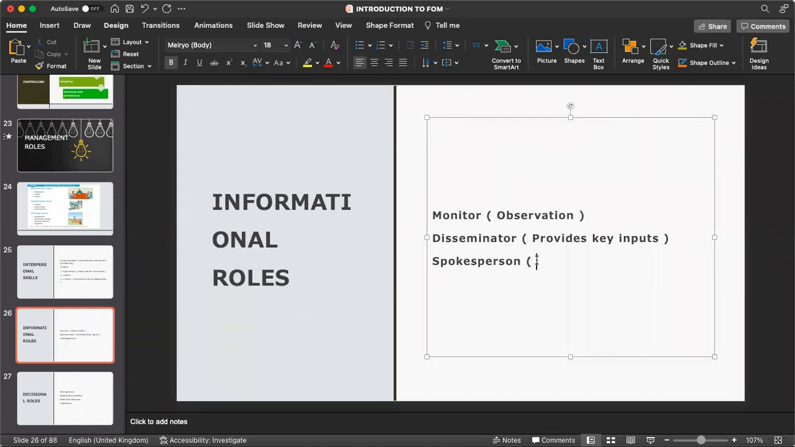So I think it's very simple. I'm not writing anything. So: monitor, disseminator, and spokesperson. The spokesperson takes the information from the disseminator, and the disseminator takes the input from the monitor. They analyze it, interpret it, and create a concluding outcome out of that, and that concluding outcome will be presented by the spokesperson.